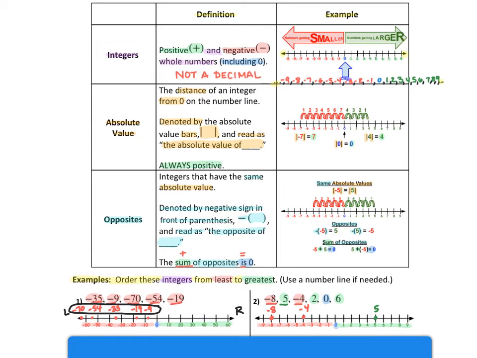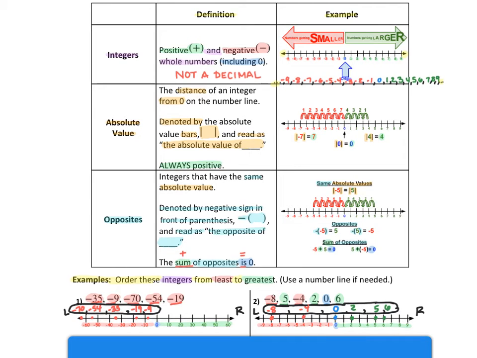We have positive 2, 0, and 6. And so if we look at our numbers on the number line from left to right, we have our answer of our integers from least to greatest, from smallest to largest. So here's our list, and we can go back and put commas in between them since we have a list of numbers.